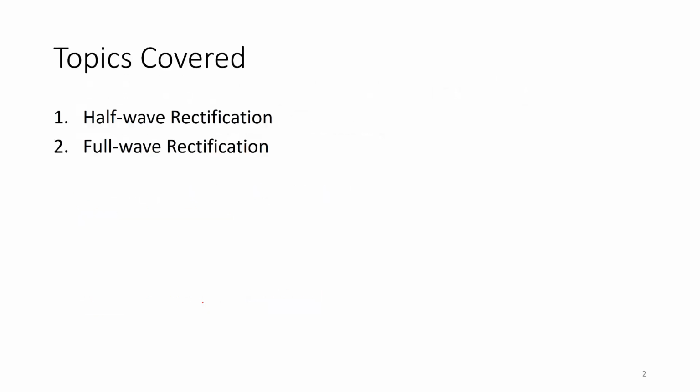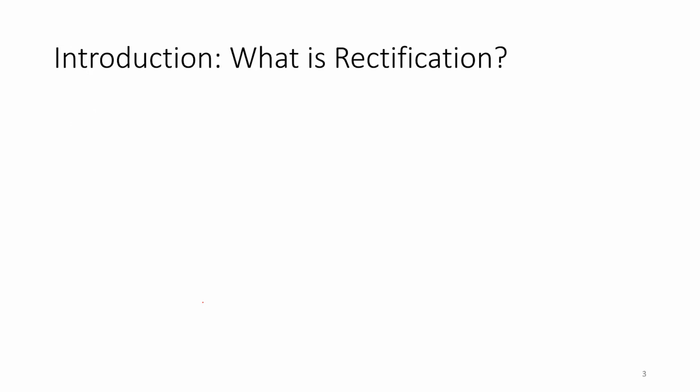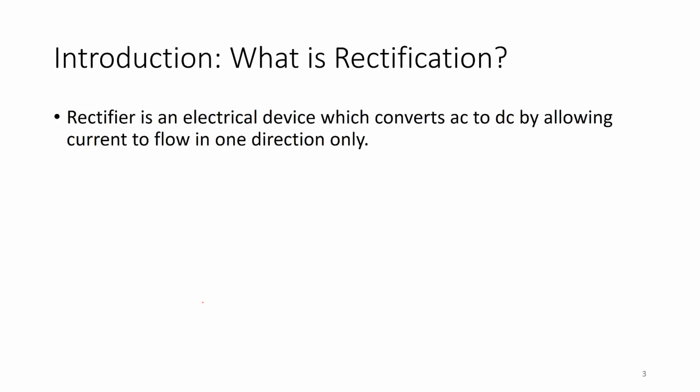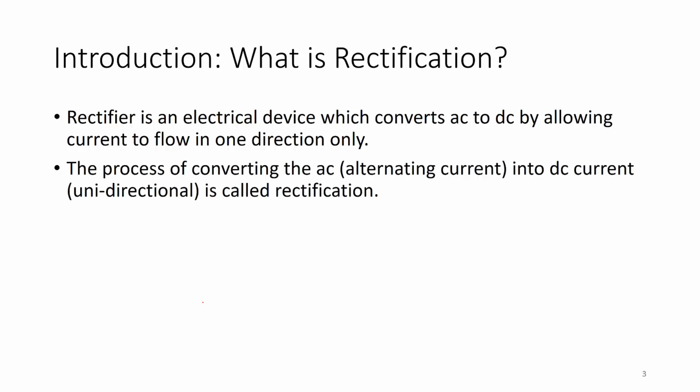Okay, so the topics that we will cover are half-wave rectification and full-wave rectification. Introduction: what is rectification? A rectifier is an electrical device which converts AC to DC by allowing current to flow in one direction only. The process of converting AC, which is alternating current, into DC current, which is unidirectional, is called rectification.